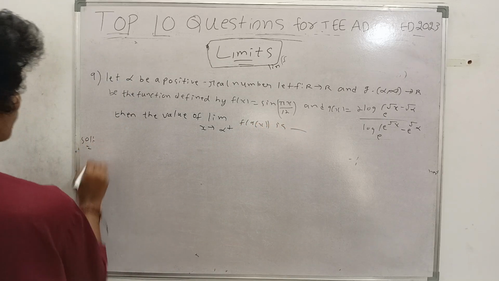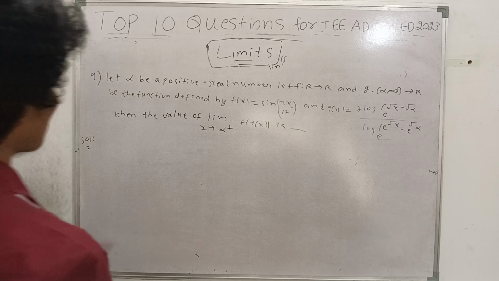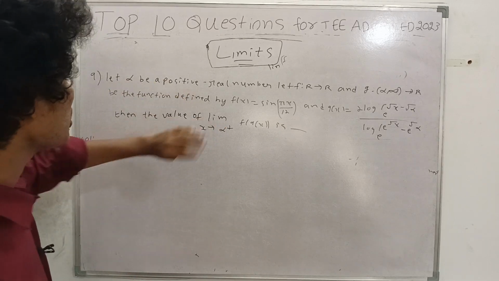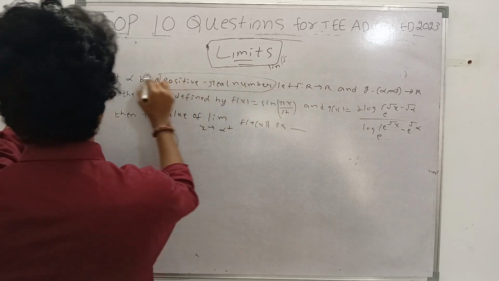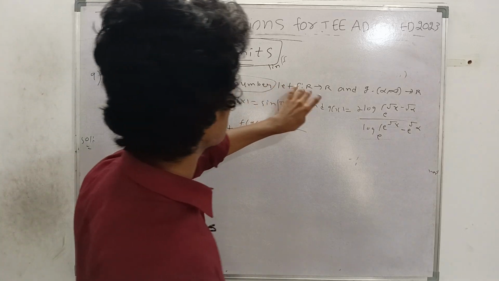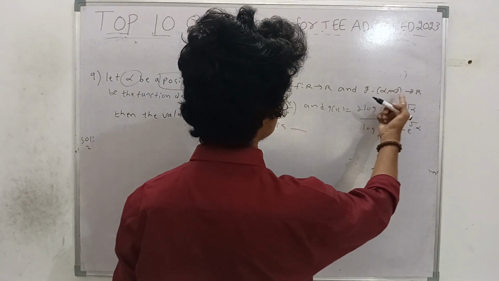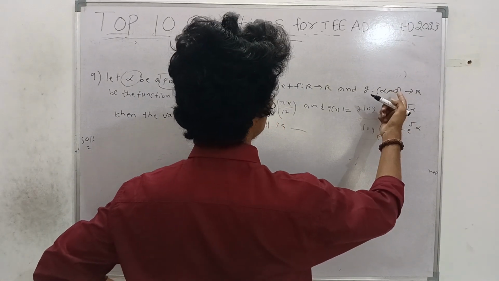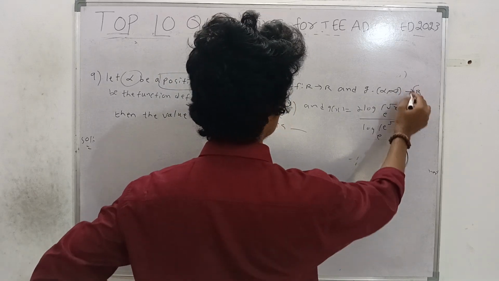This is the question. So basically what they are asking, first of all I will explain. Let alpha be a positive real number. So alpha is a positive real number, mark the important points. Let f map R to R, and g map alpha comma infinity. This is the domain and this is the codomain.